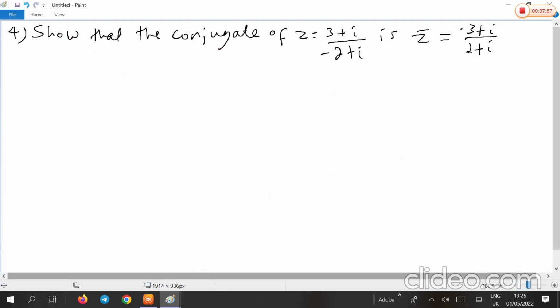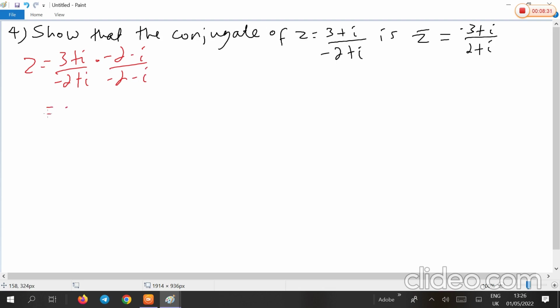Question number 4. Show that z̄ is the conjugate of z: if z is (3 plus i) over (minus 2 plus i), then the conjugate is (minus 3 plus i) over (2 plus i). Let's simplify them separately. First, z is (3 plus i) over (minus 2 plus i) times the conjugate of the denominator, minus 2 minus i over minus 2 minus i.